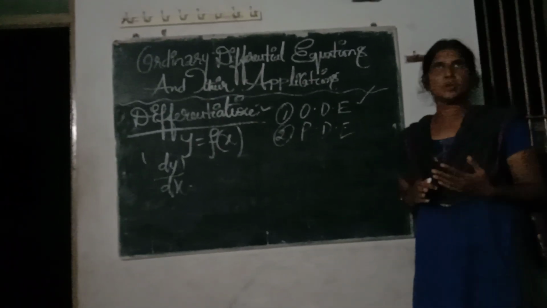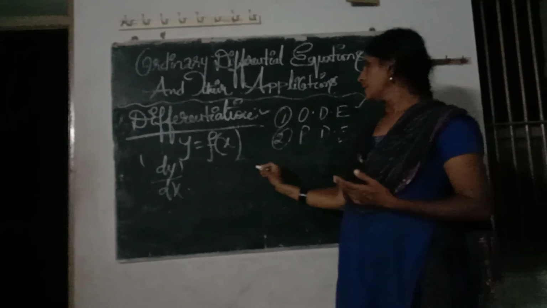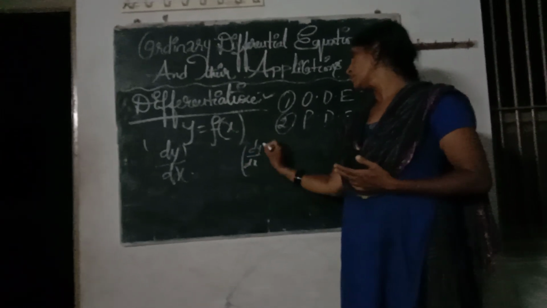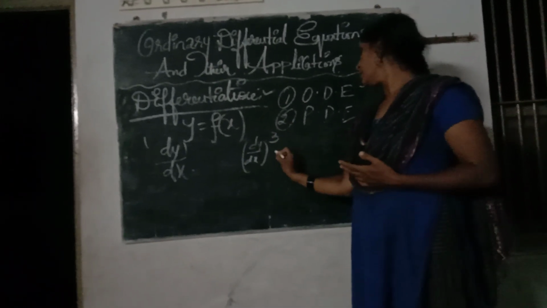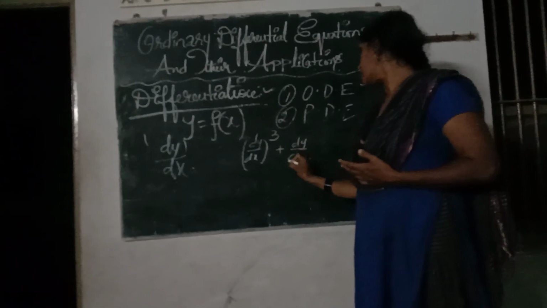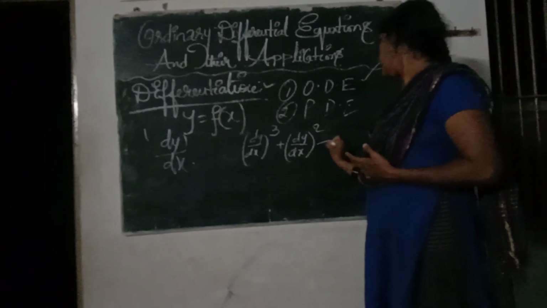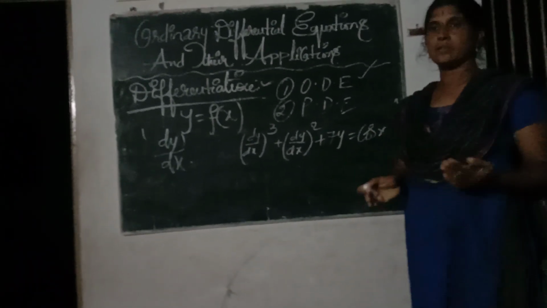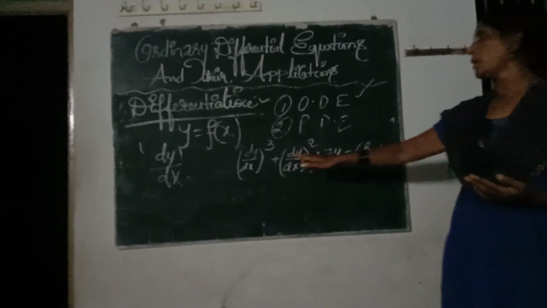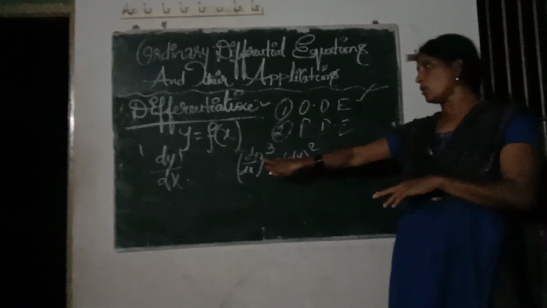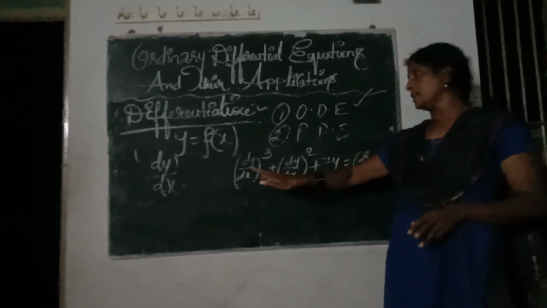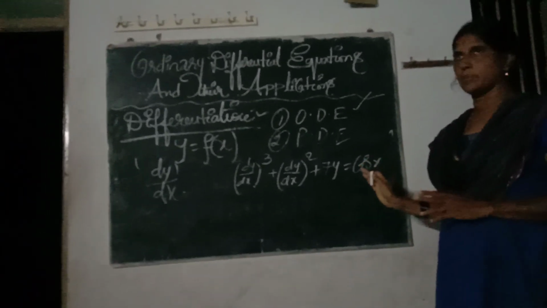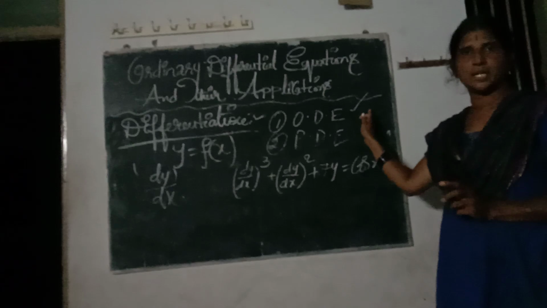I will give one example of an ordinary differential equation, that is (dy by dx) whole cube plus (dy by dx) whole square plus 7y equals cos x. This is one example. Here dy by dx is the rate of change of y with respect to x, and y is the only dependent variable with one independent variable. This is an example of an ordinary differential equation.